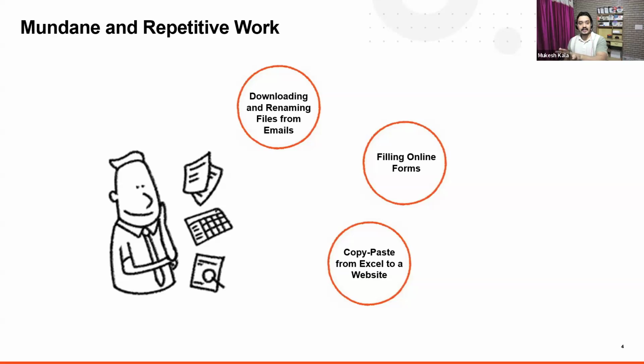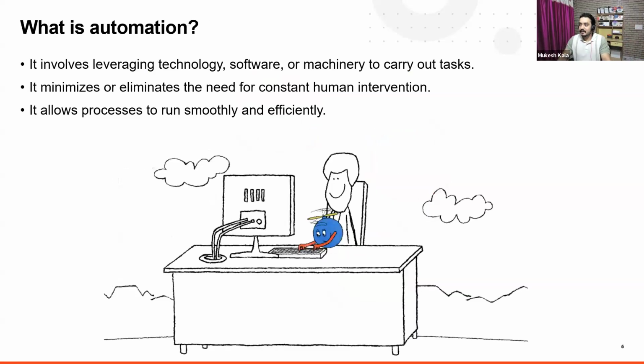Now just imagine as an individual, if you are doing this, just imagine from a company or an enterprise point of view how much of this mundane and repetitive work would be there in companies. A lot of that, right? That's where this awesome technology comes into the picture, which is called robotic process automation.